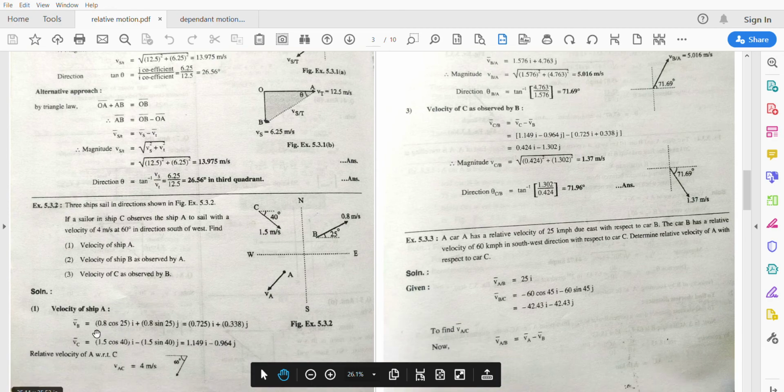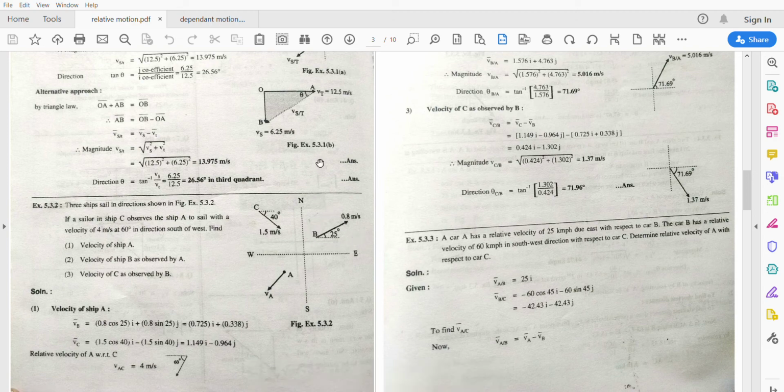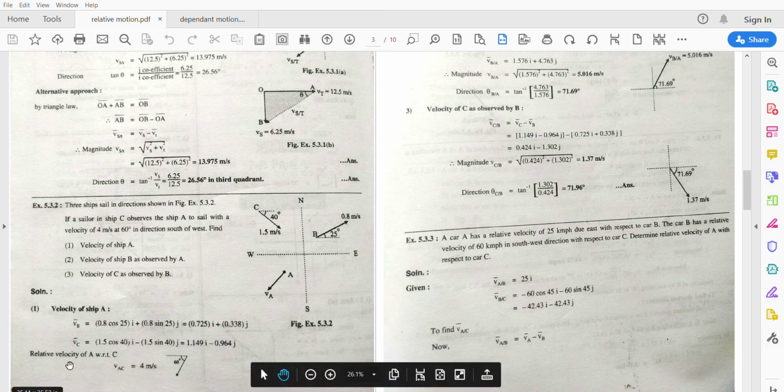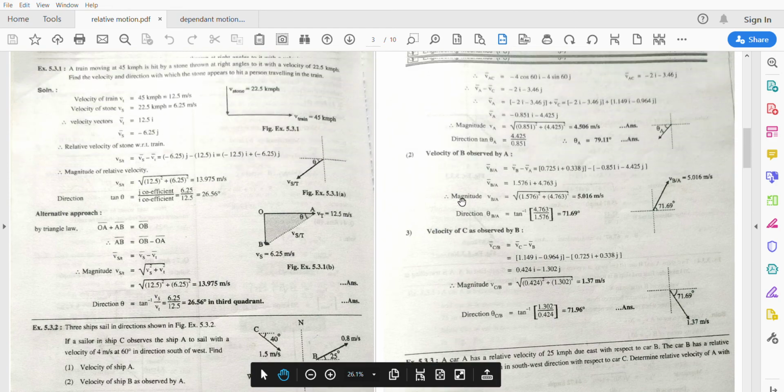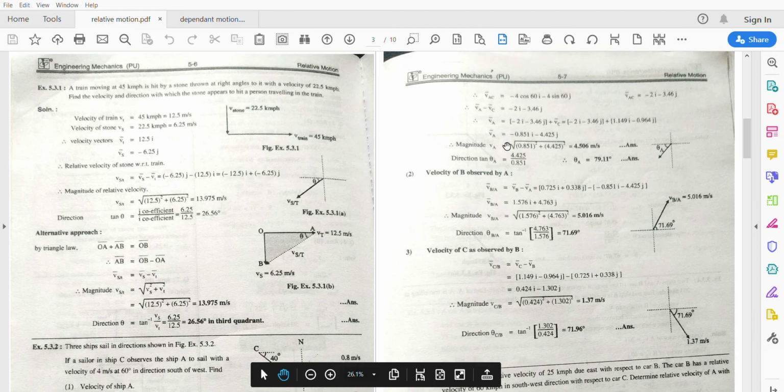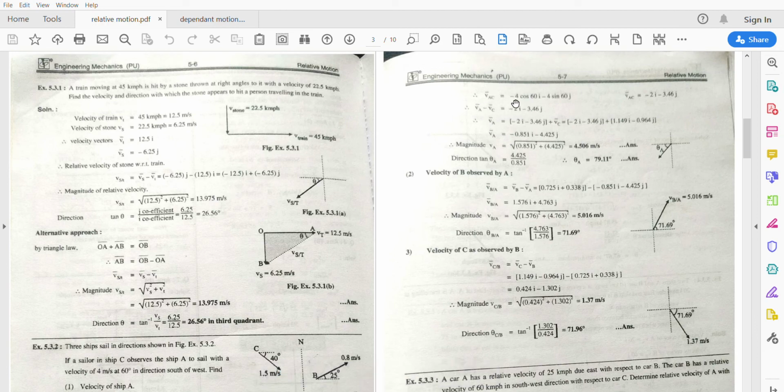Express this v_B and v_C in i, j, k format. It is very simple. Resolve it as we used to resolve force: 0.8 cos 45, 0.8 sin 45. Similarly for C, and the relative velocity of A with respect to C is given as 4 meters per second at a 60 degree angle. So this is also given. You are not going to have any numericals on this, but you need to understand the procedure. So v bar AC equals this equation, and after simplifying you get the velocity of ship A as 4.506 meters per second.